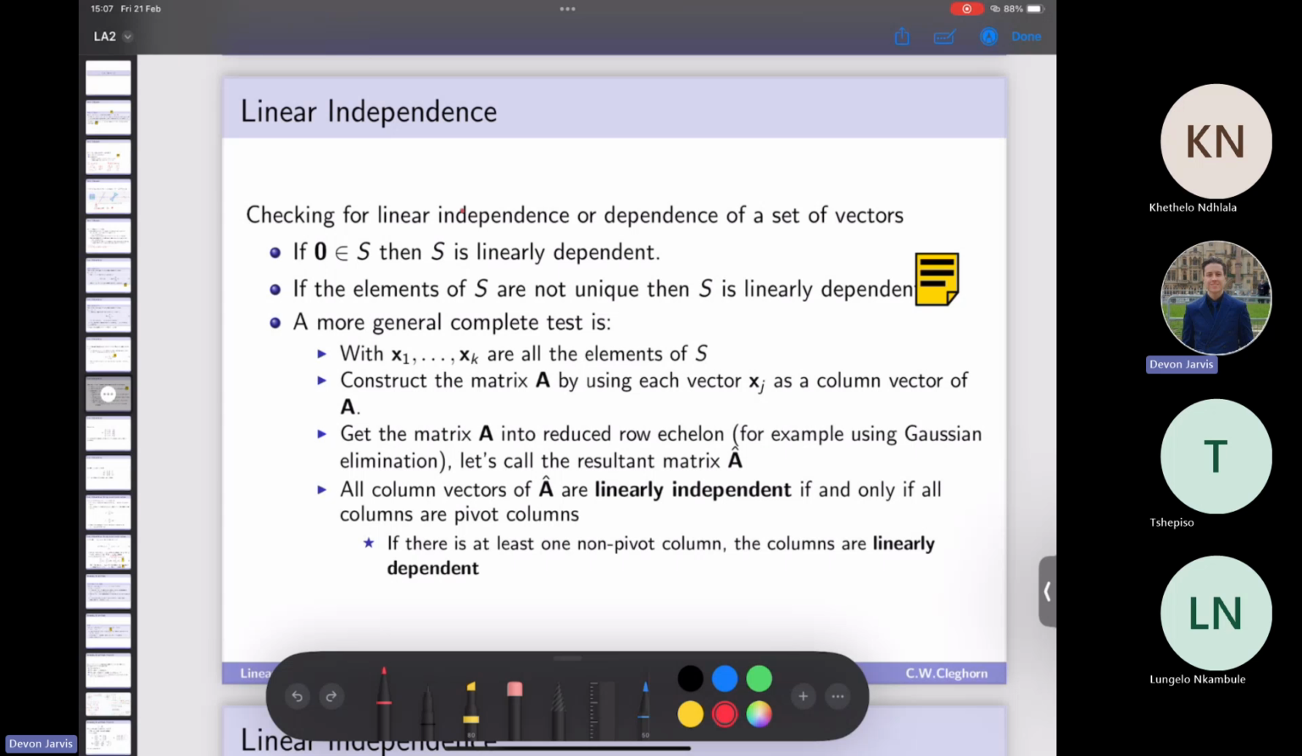But to begin with, you can always just check if 0 is an element of the set of vectors we're considering. Then you know it's going to be linearly dependent, because any other vector, xi plus 0, gets back to xi. If the elements of S are not unique, then S is also linearly dependent. So if two columns of a matrix are exactly the same, and these are two separate columns, then obviously one is just one times the other. They're not linearly independent.